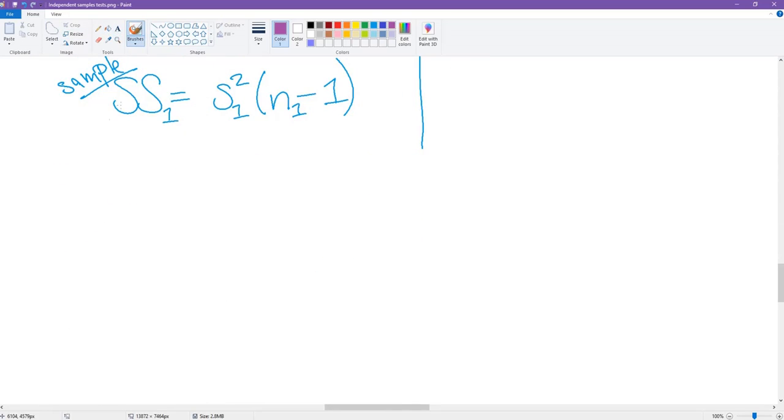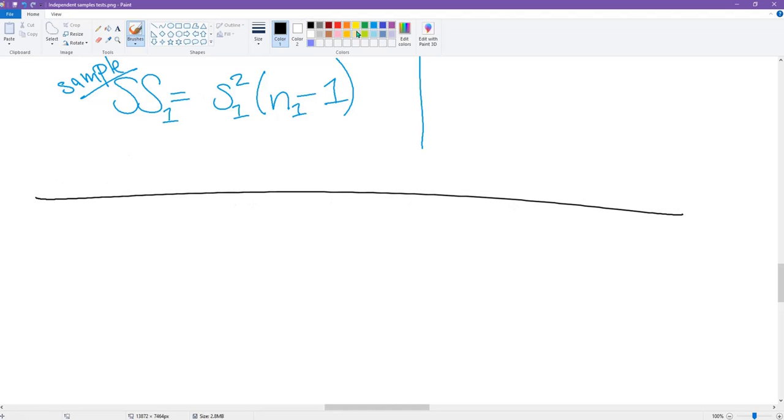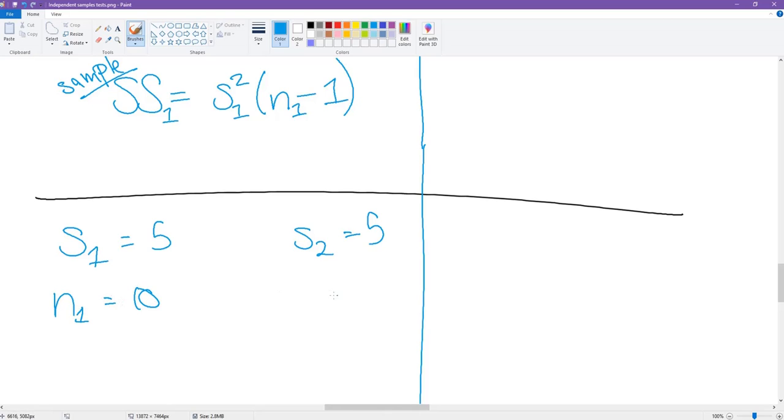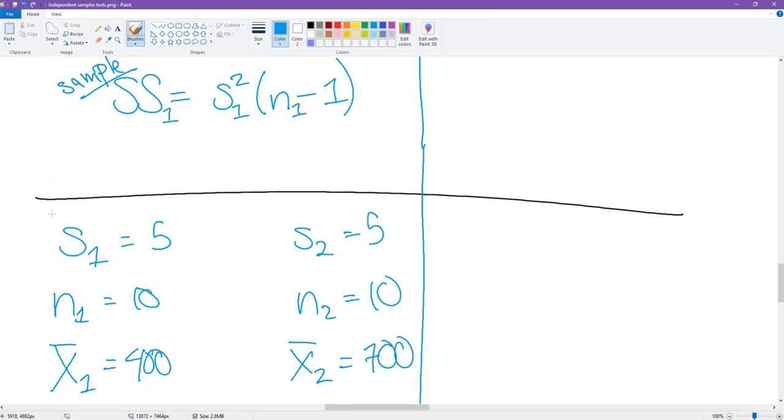I'm going to make up data, for our homogeneity of variance version first. So I'm going to pretend that I have a variance in my first group of 5. I'm going to pretend that I have a variance in my second group of 5. And I'm going to say that I have a sample size in my first group of 10, because that's how many dogs that we had, and in my second group was also 10. And the sample mean in my first group was 400, and the sample mean in my second group was 700.